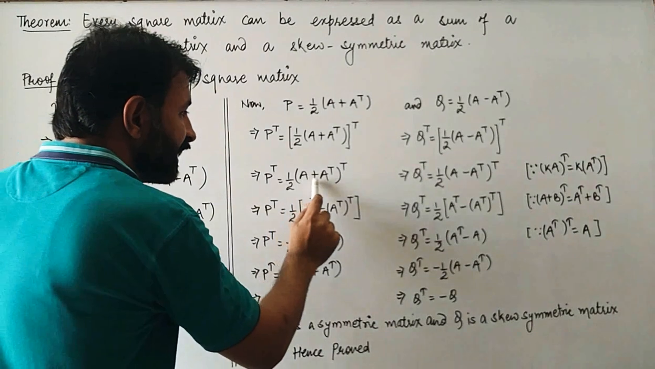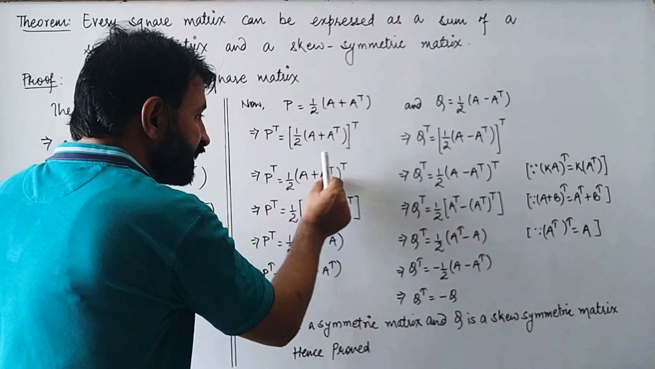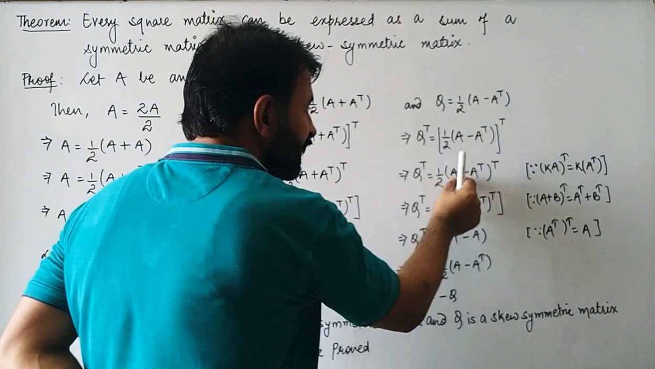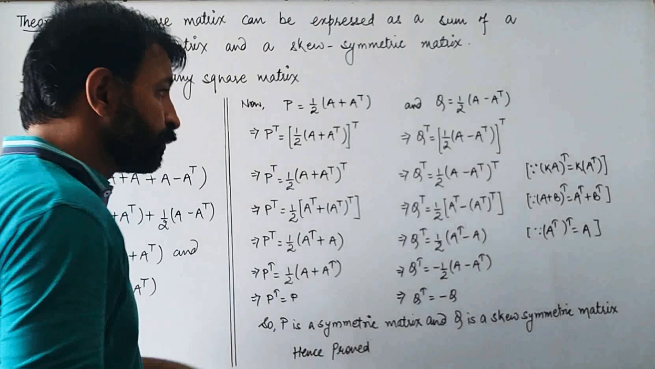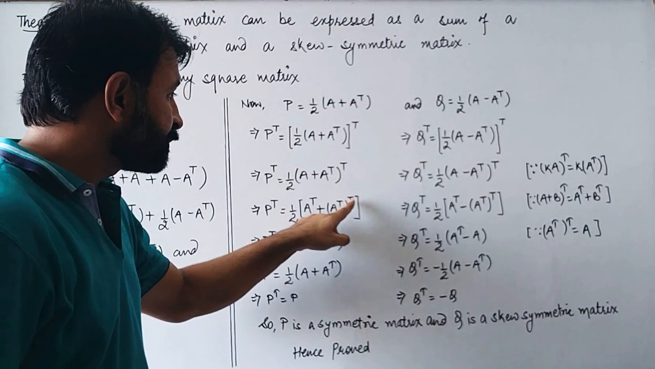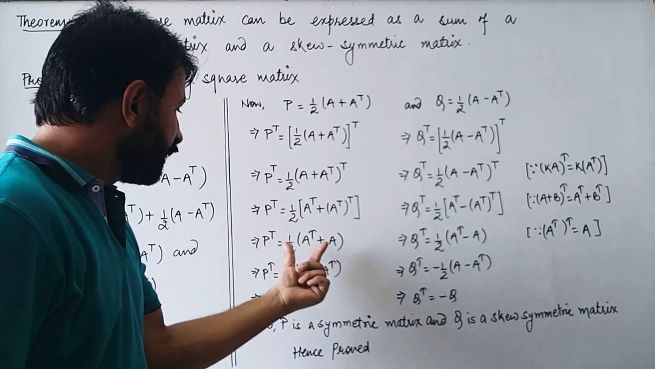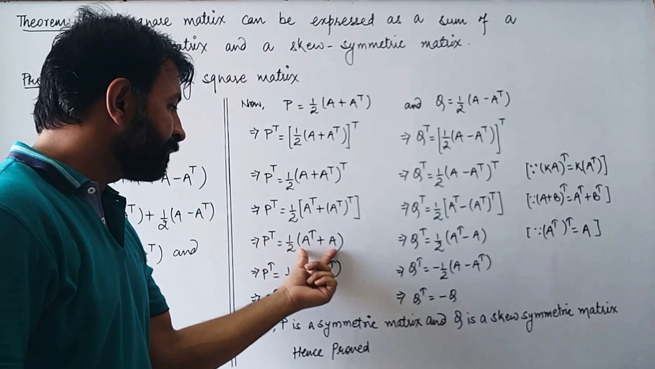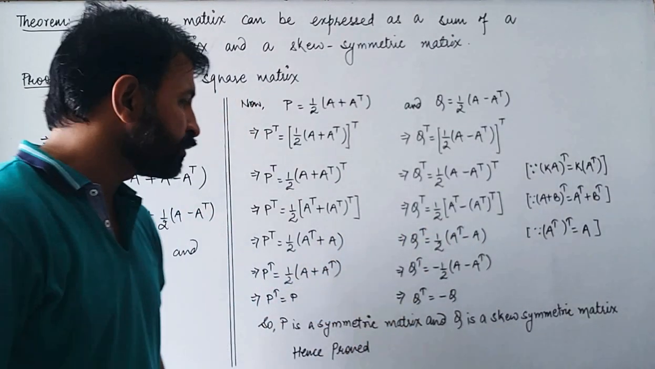So this is A plus B transpose का ट्रांसपोज, तो ये हो जाएगा A ट्रांसपोज प्लस इसका ट्रांसपोज. सिमिलरली ये हो जाएगा A ट्रांसपोज माइनस A ट्रांसपोज का ट्रांसपोज. Also A transpose of transpose is A, so we'll write transpose of A transpose as A. Now this P transpose becomes half A transpose plus A, and this Q transpose becomes half A transpose minus A.